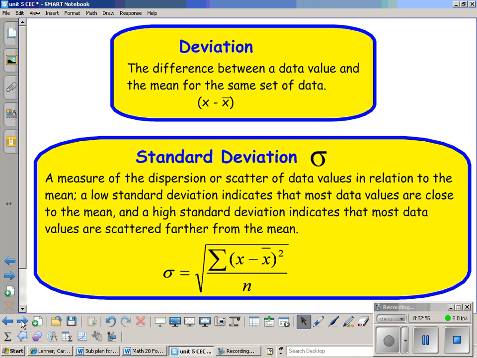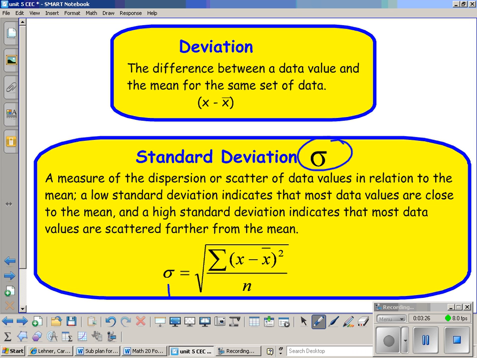Standard deviation. This symbol here is used to represent standard deviation. This is a measure of dispersion or scatter of data values in relation to the mean. A low standard deviation indicates that most data values are close to the mean, and a high standard deviation indicates that most data values are scattered farther from the mean. And there's the formula that we use for standard deviation.